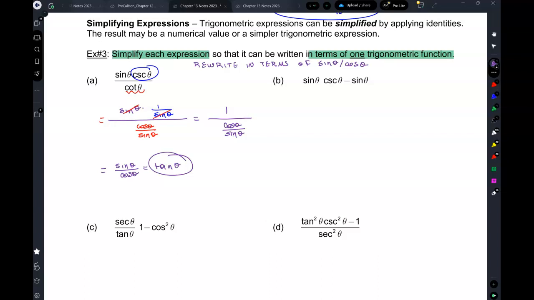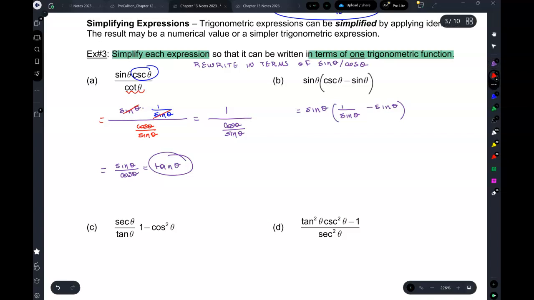Oh, there are supposed to be parentheses here, right? Okay. So let's do the same thing here. First, the cosecant is 1 over sine minus sine of theta. Remember to never ever drop the theta or the x. You have to have it there. Now I distribute. So sine of theta times that fraction, what does that give me? A 1 minus sine of theta times sine of theta, sine squared theta.